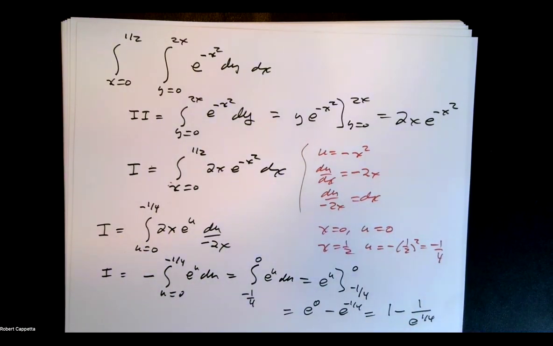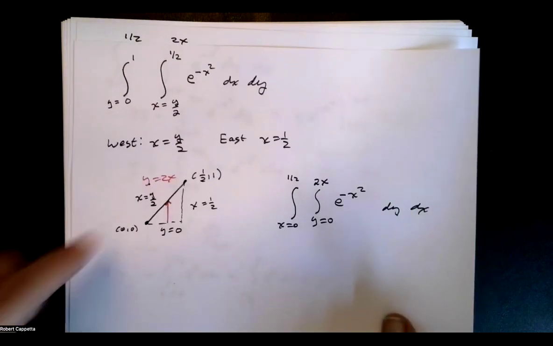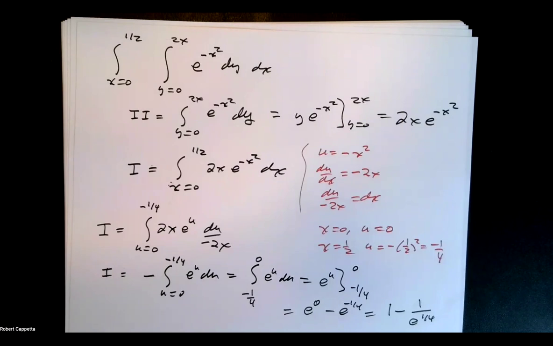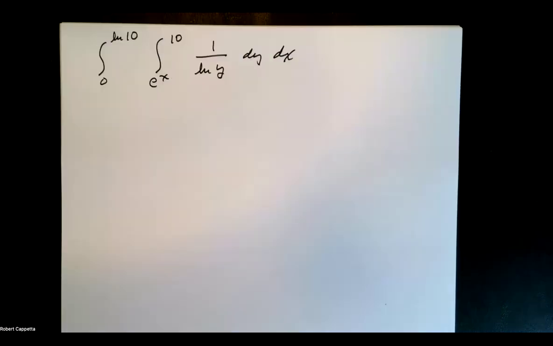So again, the thing to recognize is in the original version, we had an integral we couldn't do, but by switching the order, it turned into a relatively trivial problem. Let's go ahead and do one more. So this is an integral of 1 over natural log y dy dx. I have no idea how to integrate 1 over natural log y, so I'm hoping that maybe I can switch the order and get an integral that I can do.